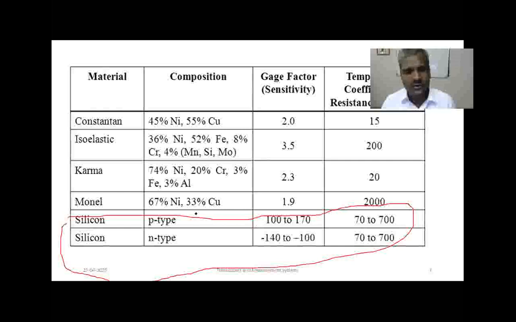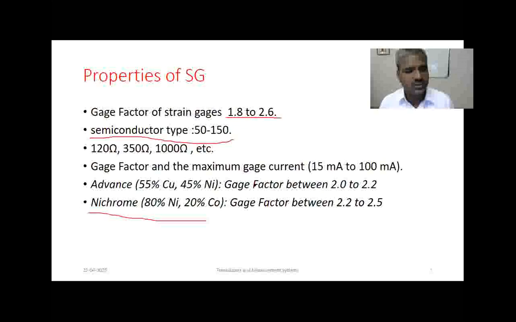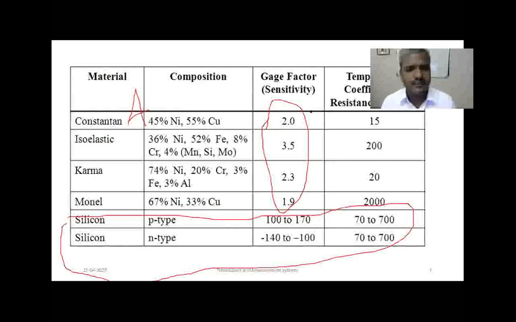The gauge factor value for P type semiconductor strain gauges varies from 100 to 170, whereas normal metal alloys have a gauge factor of maximum 3.5. Normally it varies from 1.2 to 2.5 only. Constantan is also called advance alloy, and nichrome. These two alloys are mostly used in strain gauge manufacturing.